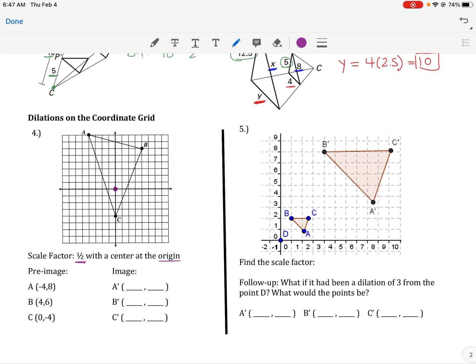So if I think about B, it is 1, 2, 3, 4 to the right, and up 1, 2, 3, 4, 5, 6, right? So I can think about taking half of each of those distances. So to find B prime, rather than going 4, I'm going to go half of 4, which is 2. And rather than going up 6, I'm going to go half of 6, which is up 3. And I could call that B prime.